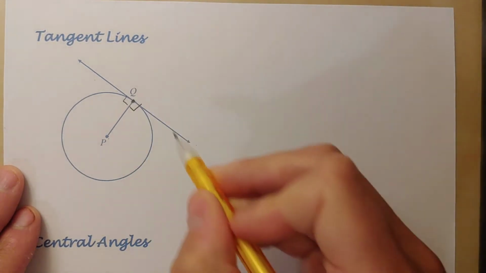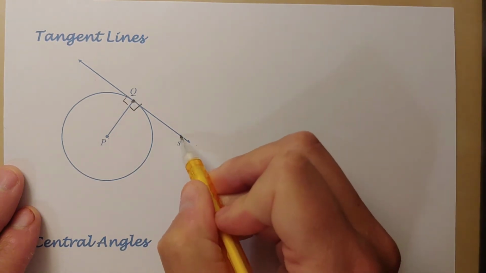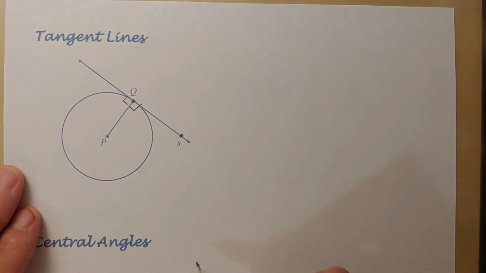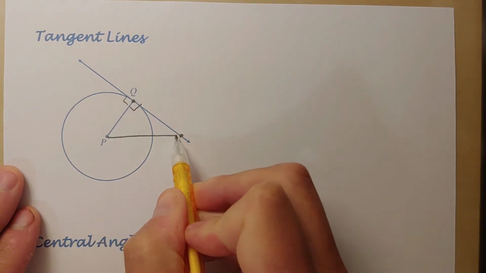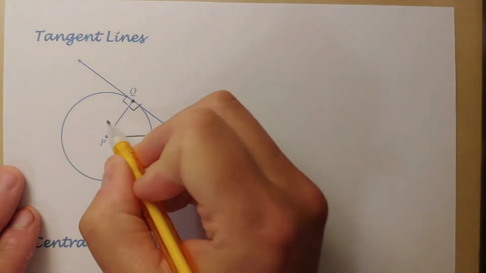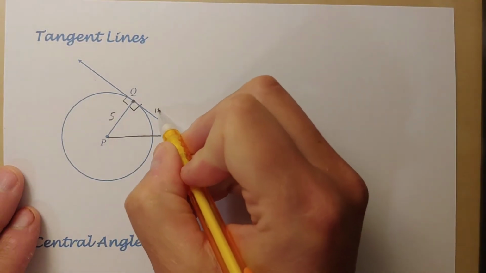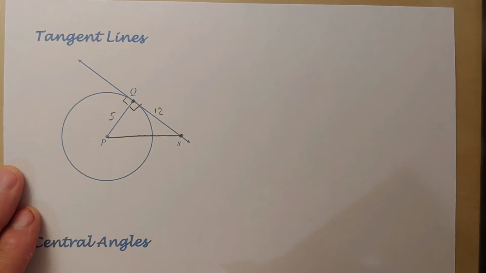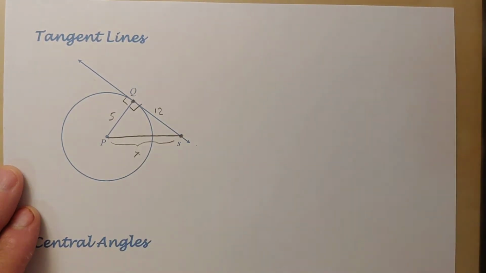And that's really nice for solving certain types of problems, because I could take, maybe some other point out here, let's call it point S, and maybe I connected these points together. And if I knew what the radius of the circle was, and I knew what the length of this line segment was, I could figure out the length of segment PS, because I can now just use the Pythagorean theorem.